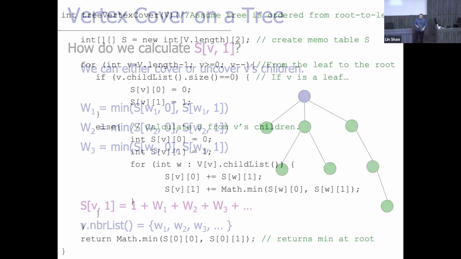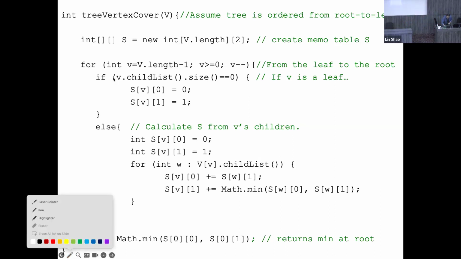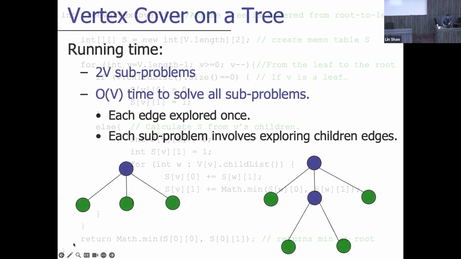Then we move on to the pseudocode, which transfers the relationships we have discovered into code. We assume the tree itself is already ordered from root to leaf. We have tables to keep records of the results of the subproblems. Then we have a loop starting from the leaf to the root.